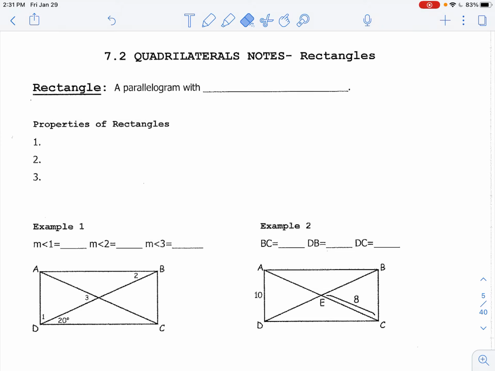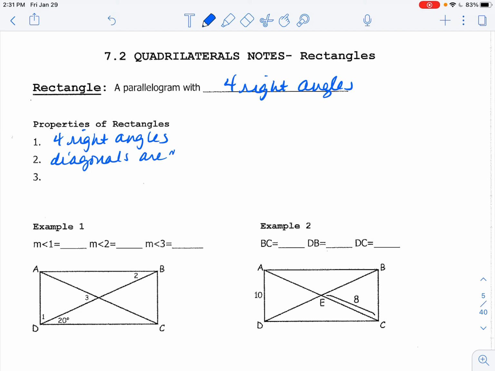In this video, let's learn about quadrilaterals. The rectangle. The rectangle is a parallelogram with 4 right angles. It has 4 right angles. Diagonals are congruent. And then it also has all the properties of a parallelogram.